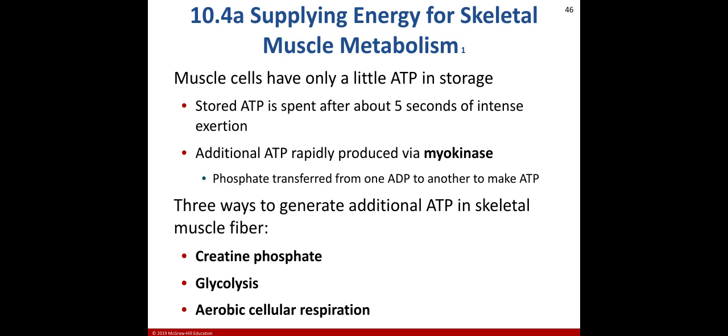The other way that we can do this is through creatine phosphate. We can use the phosphate from there. We can do glycolysis if we do not have oxygen present, or aerobic cellular respiration. We know that there are a lot of mitochondria in our muscle cells, so it can do cell respiration if the conditions are right.